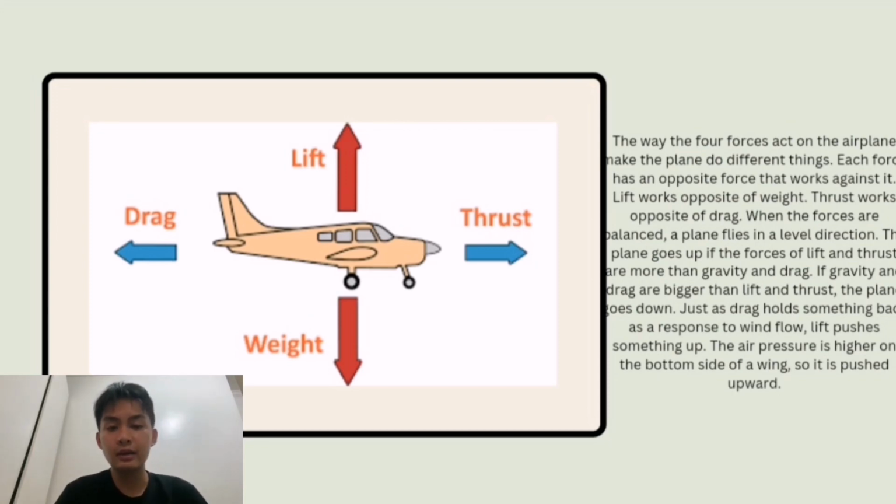Next is thrust. Thrust is the force that moves the airplane forward through the air. Ang thrust ay nag-generate ng propeller and ang propeller ay nakakonect sa engine. And lastly, weight. Weight is the gravitational attraction of the Earth on any object. Kung sa Tagalog ay ito ang bigat ng isang bagay.